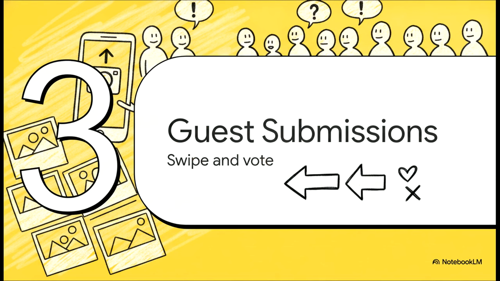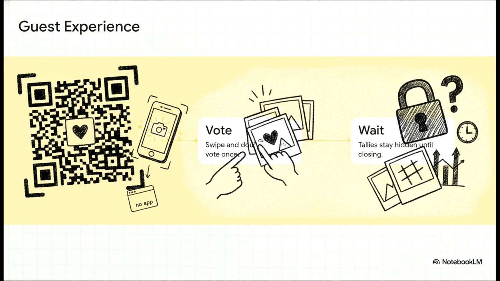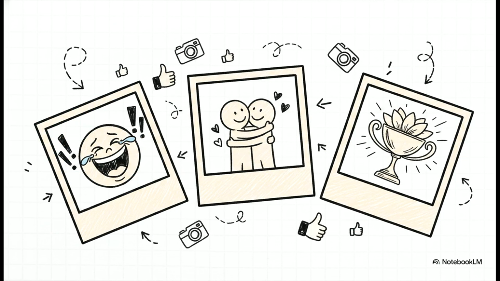Which brings us to Section 3, guest submissions and voting. The user experience here is beautifully frictionless. Guests just scan the QR code to enter with absolutely zero apps to download. It all happens right in their browser. From there, it's like second nature. They just swipe through the submissions and double tap to cast their vote. And to keep the suspense at a total fever pitch, the vote tallies remain completely hidden from the crowd until the challenge officially closes.